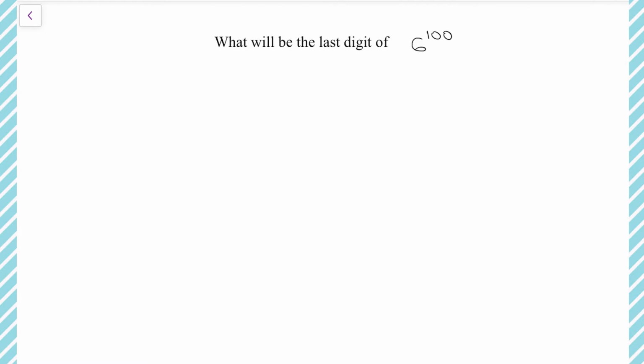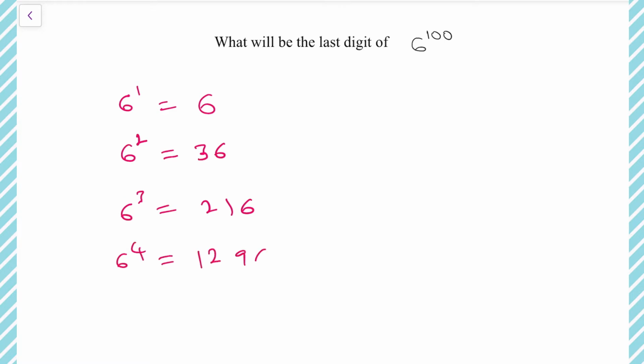Next, what will be the last digit of 6 power 100? 6 power 1 is 6, 6 power 2 is 36, 6 power 3 is 216, and next 6 power 4 is 1296. So now in all these answers, if you observe the last digit, in every case the last digit is 6 only.